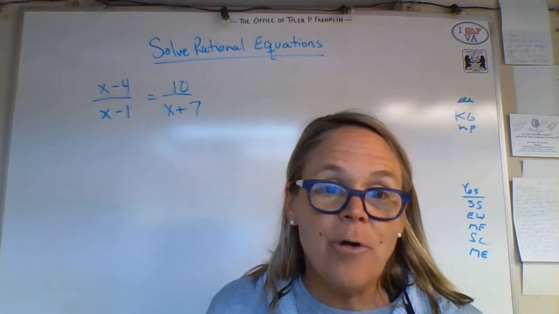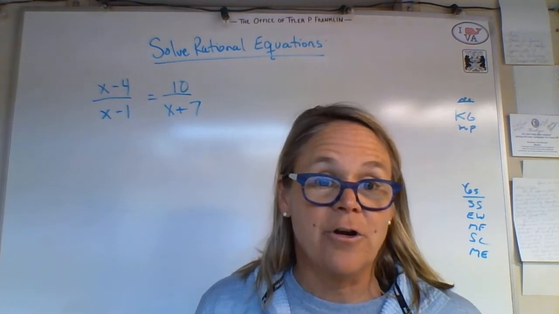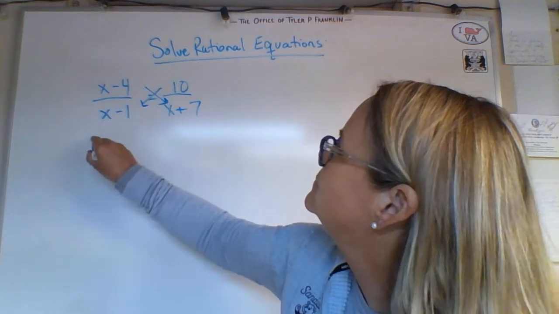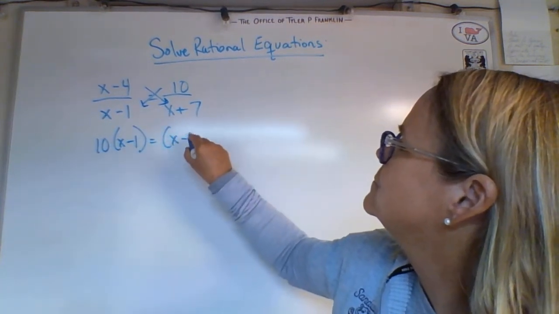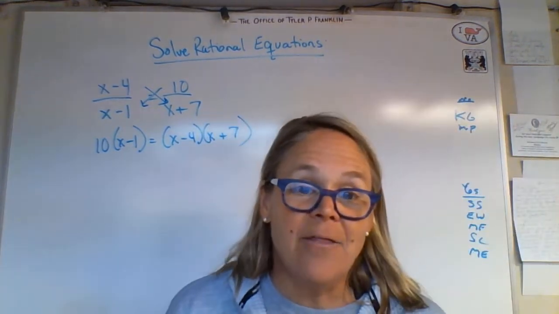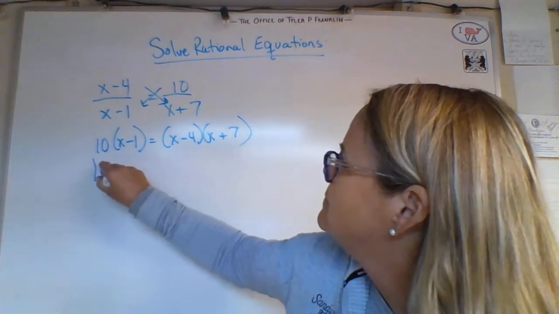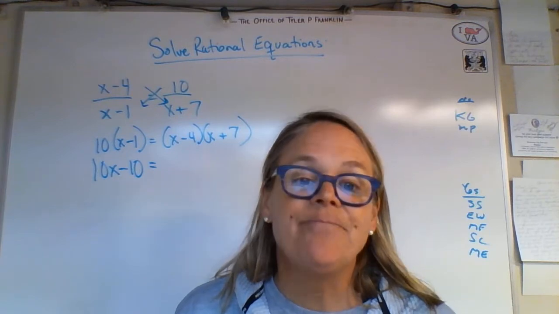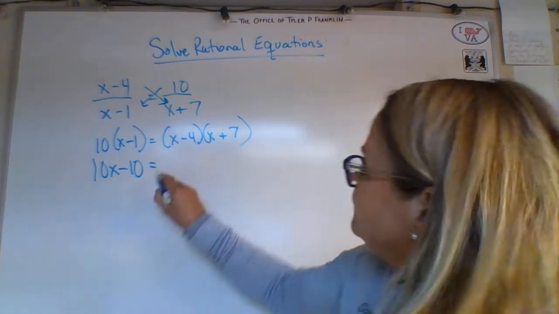So that's a harder problem, but it's still a fraction equal to a fraction. So you're going to cross multiply. Now the one side's easy, 10x minus 10. The other side, you're going to have to distribute and get a trinomial.